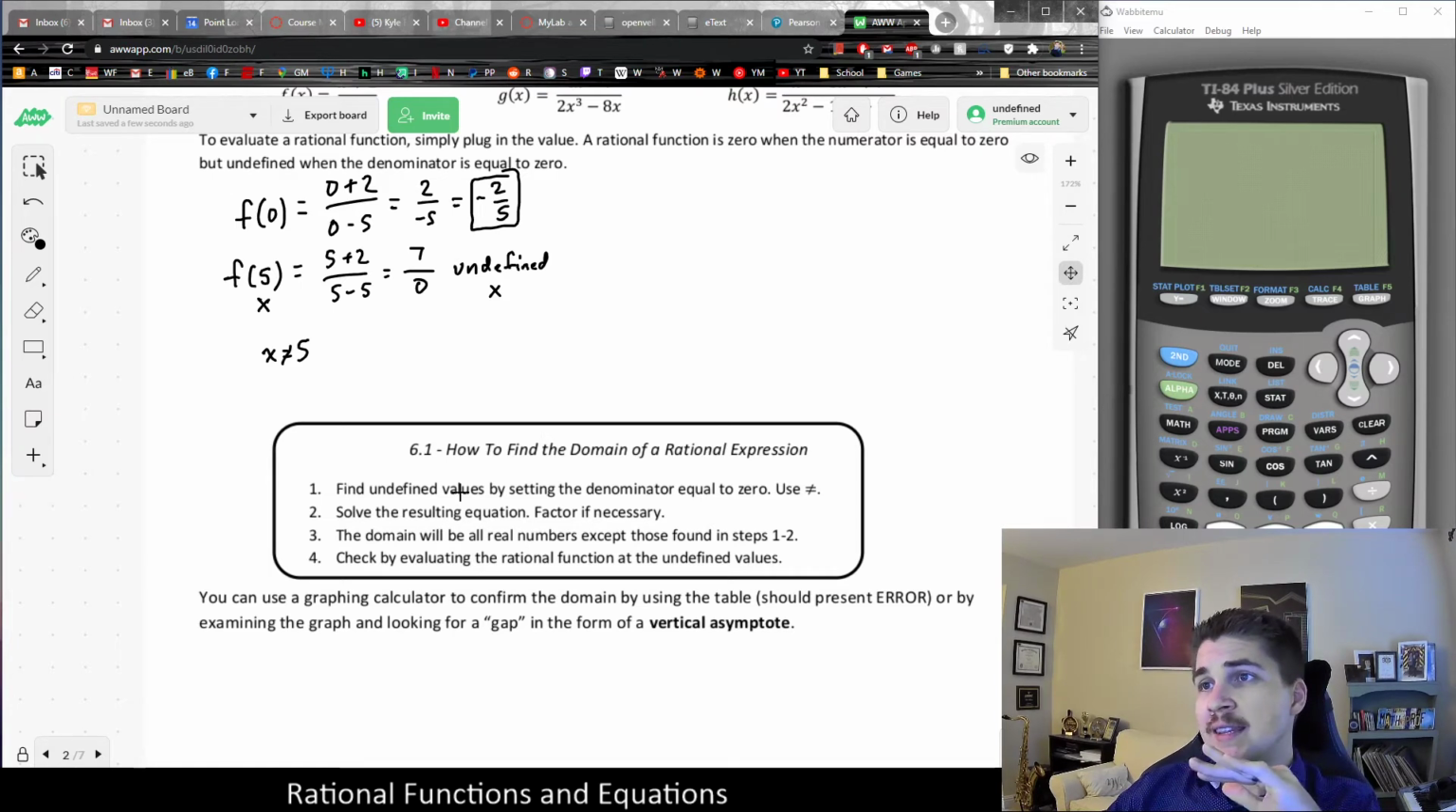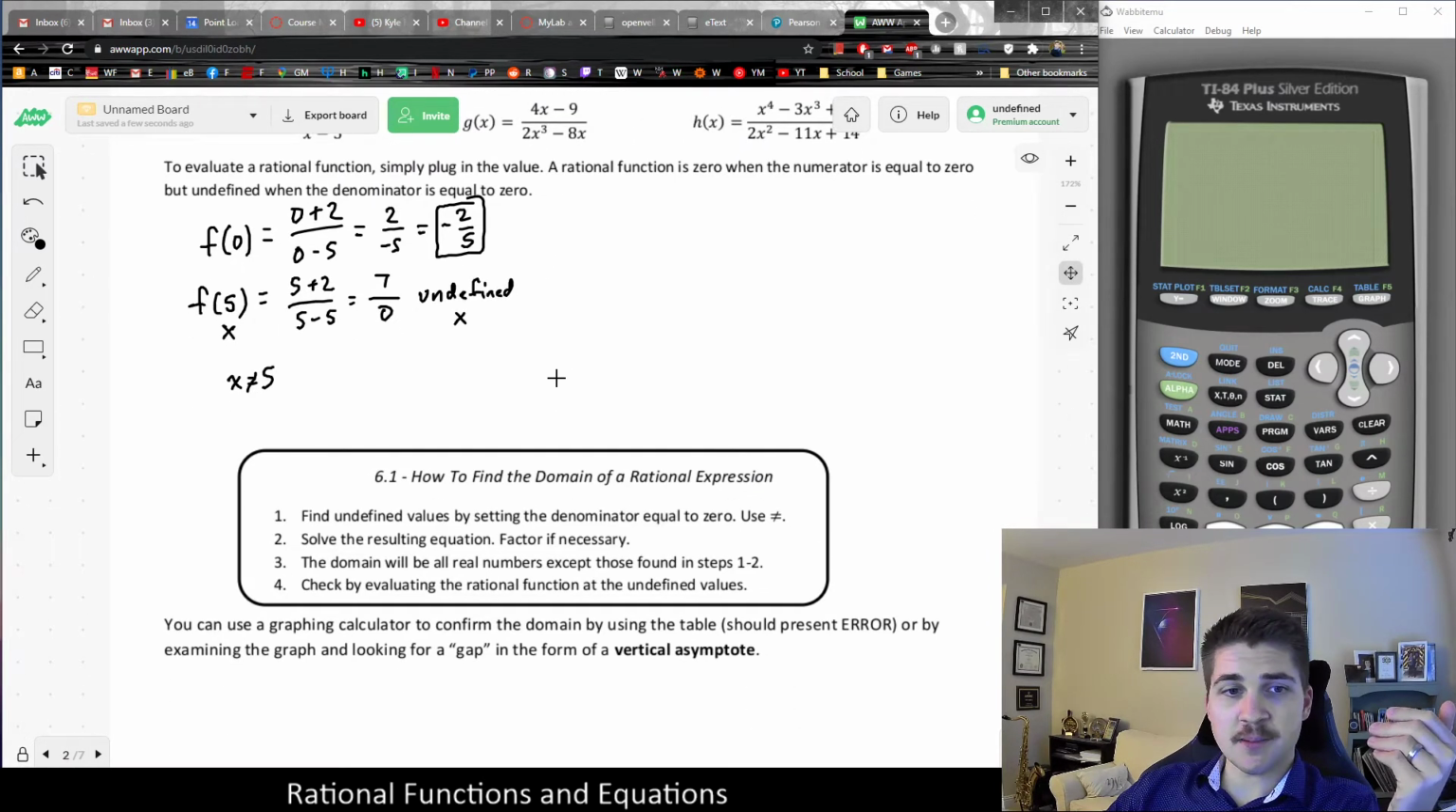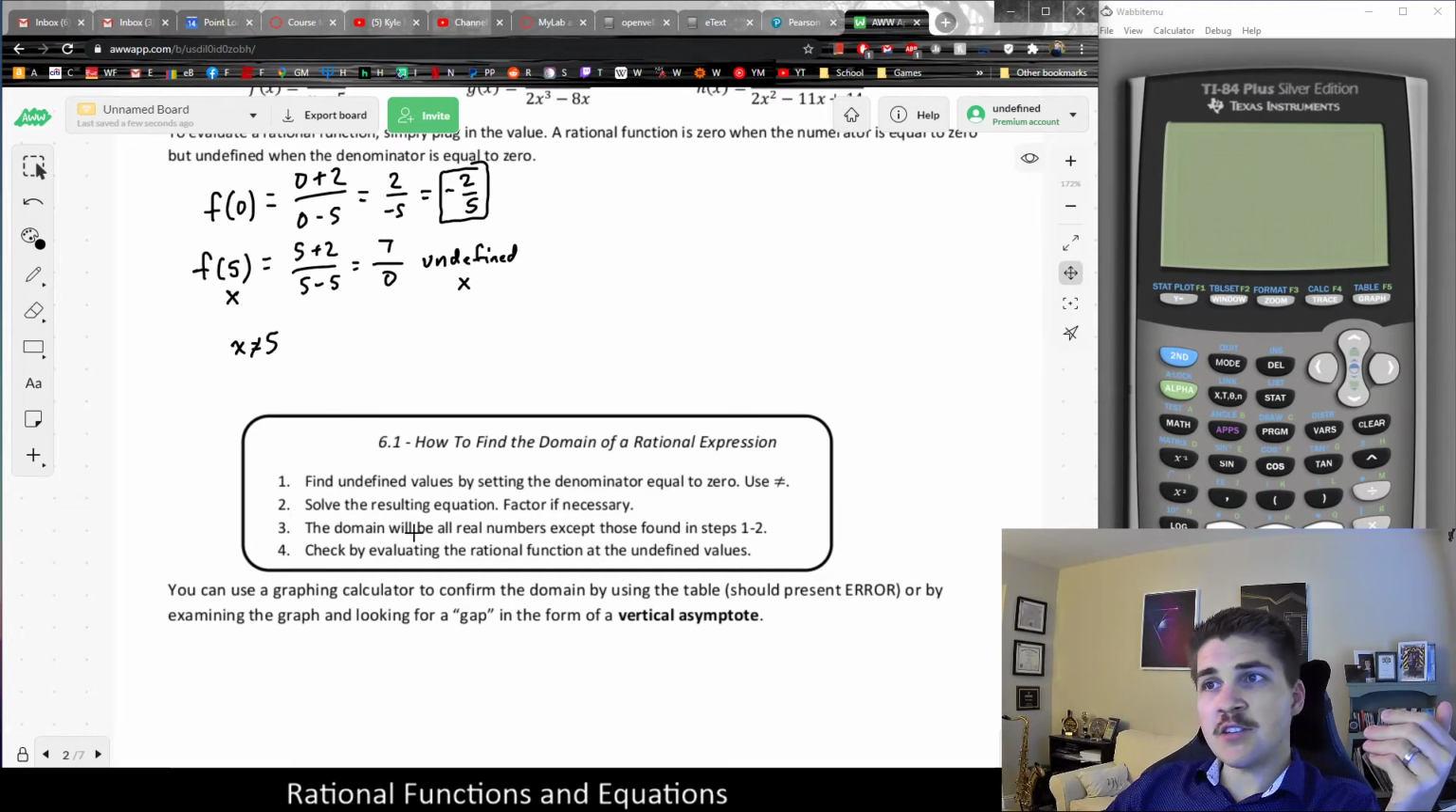But step 1 is to find the undefined values by setting the denominator equal to 0, as we did in that first case. And it says to use the not equal sign instead, because we're not allowing it to work. And it says solve the resulting equation if necessary. And we'll look at some examples that are a little harder, like with g and h of x. It says the domain will be all real numbers except for those in step 1 to 2.